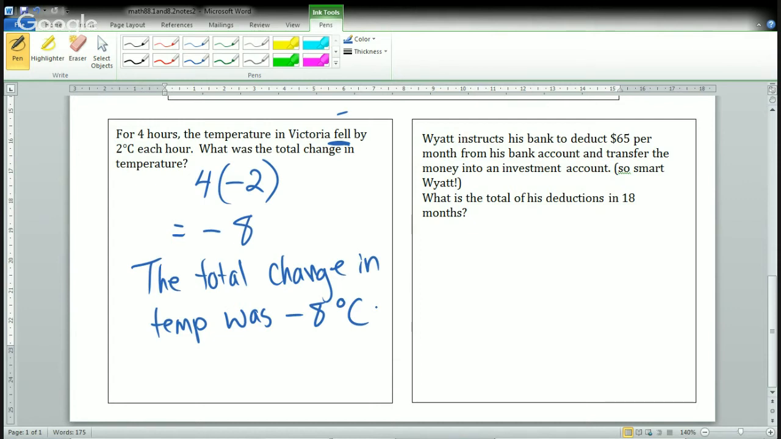Okay, so why don't you try the next word problem on your own, and then I'll meet you for the dividing questions.